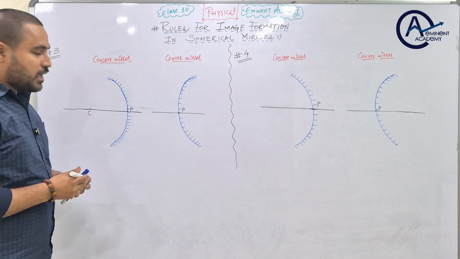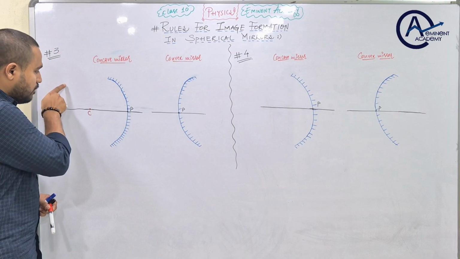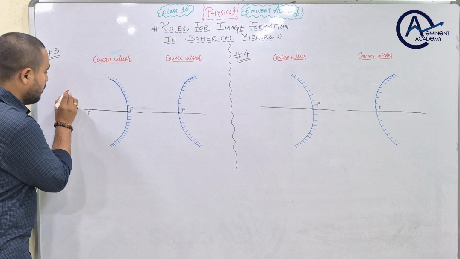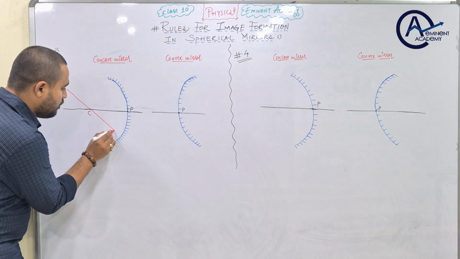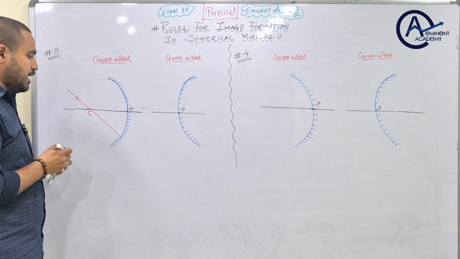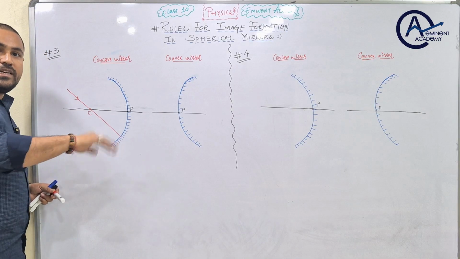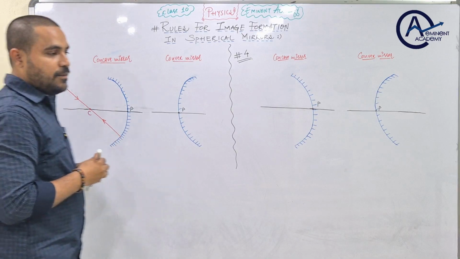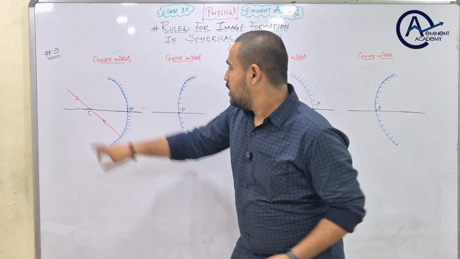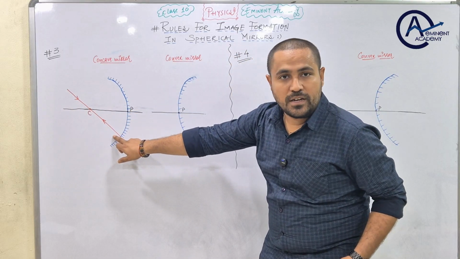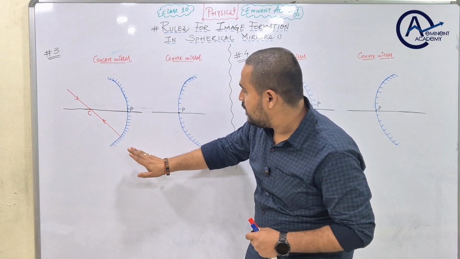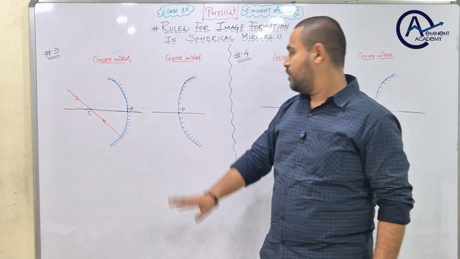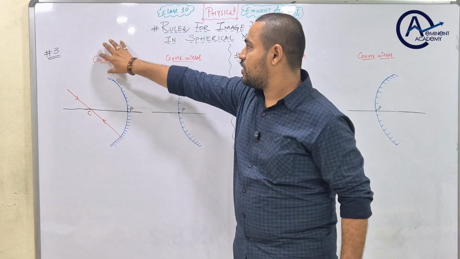So the rule is what? When a ray of light is incident through the center of curvature, it is a very simple rule, very easy: if the ray of light is incident through the center of curvature, then after reflection it again retraces the same path. That is, if it is incident through the center of curvature, we can see that it is reflected back through the same path, that is, through the center of curvature only. Okay, so this is the case of a concave mirror.